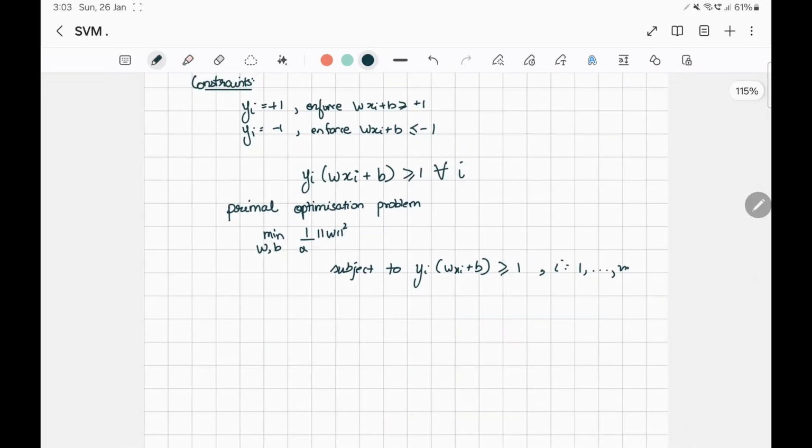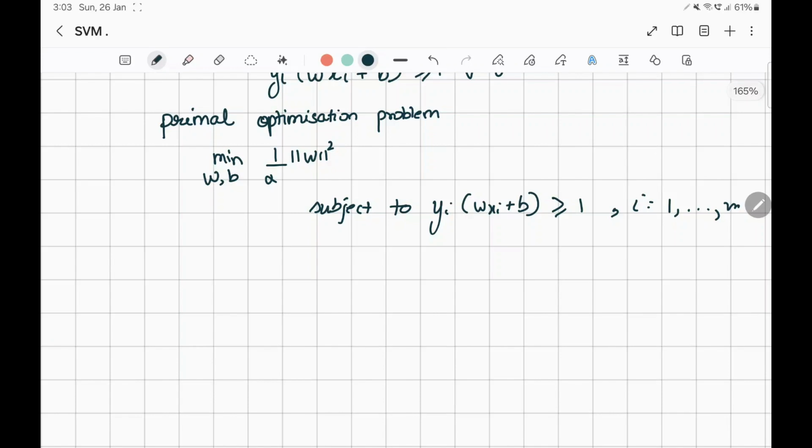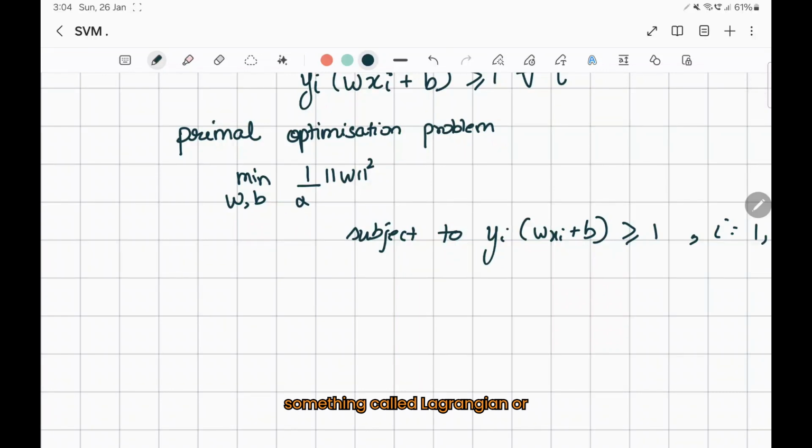Now, this is not the final optimization problem, because it's not a trivial optimization with this objective function. If this were the case, I could have just set this equal to 0 and solved for that and received the answers. But the problem here is we have multiple constraints, right? Therefore, we need a systematic way to optimize, bearing in mind the constraints that we have. So it's imperative that we introduce something called the Lagrangian, right?